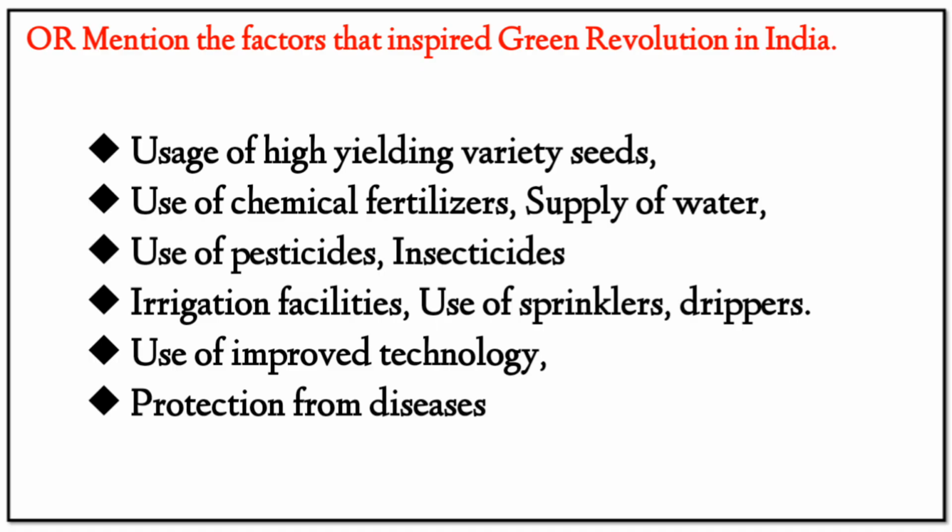Usage of high yield variety seeds, use of chemical fertilizers, supply of water, use of pesticides and insecticides, irrigation facility, use of sprinklers, drips, use of improved technology and protection from diseases.